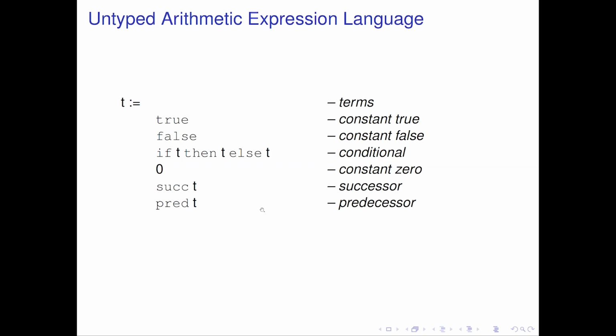So what kind of programs can we write? Can someone type out a few non-trivial programs in this language? So 0 is a program in this language, true is a program, successor 0 is a program, predecessor 0 is a program, predecessor of successor of 0 is a program in this language. Okay, so any other trivial, non-trivial program?